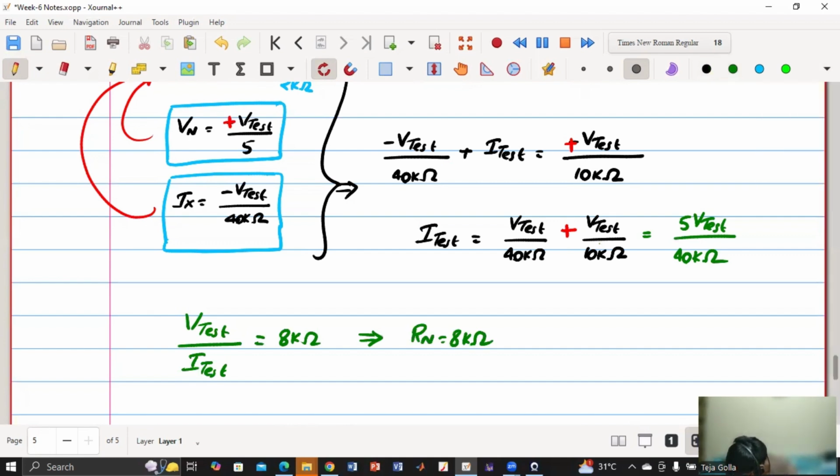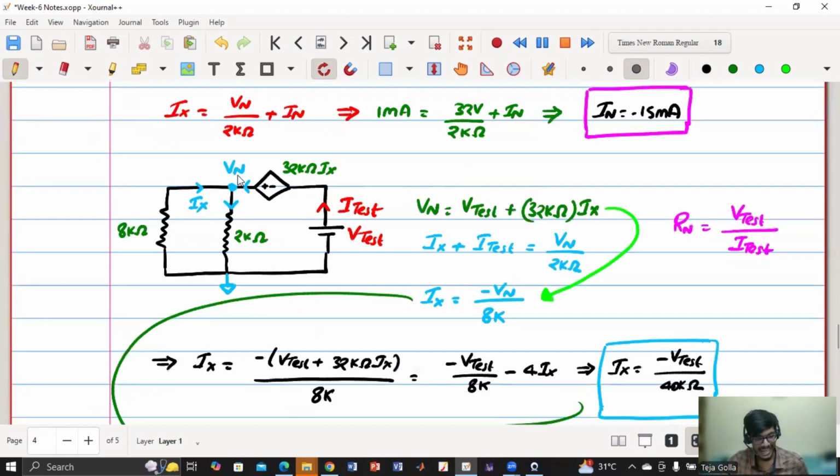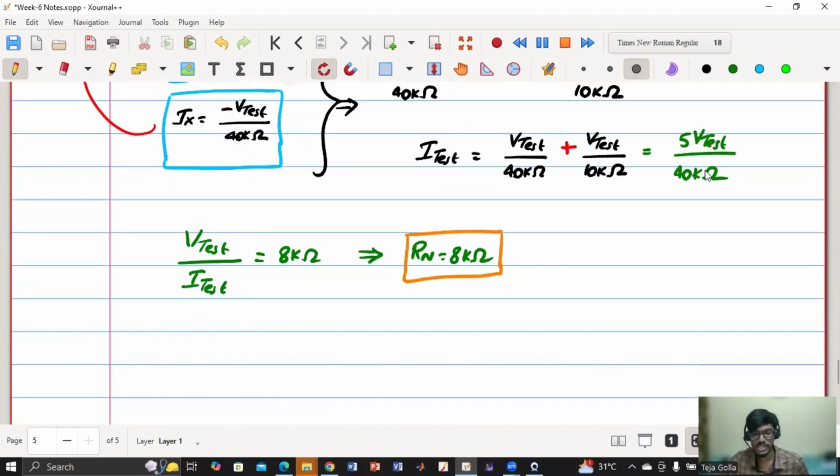So basically, in the given circuit, I have V test, I test unknown, as well as Ix unknown, and Vn also unknown. So I need to use these equations and make sure that I get one equation in terms of V test and I test. So that is the overall objective. So once I get this, I'll get the V test by I test ratio as the resistance.